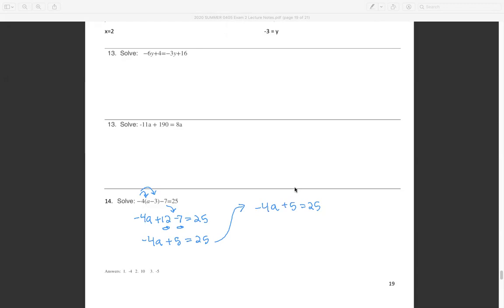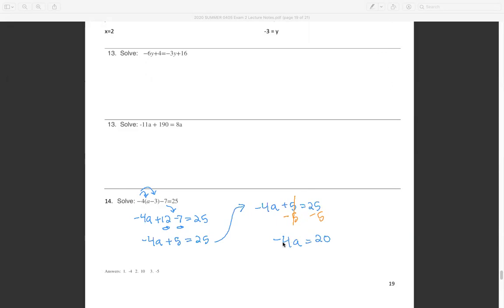What I was going to say is that whenever you start the undoing process to solve, you always undo adding and subtracting first. So we're going to undo adding 5 by subtracting 5 from both sides. And then at the very end, we will divide.